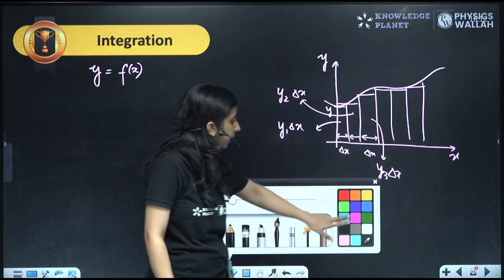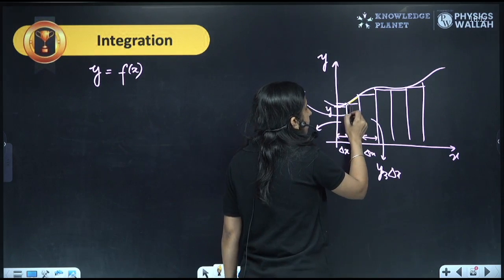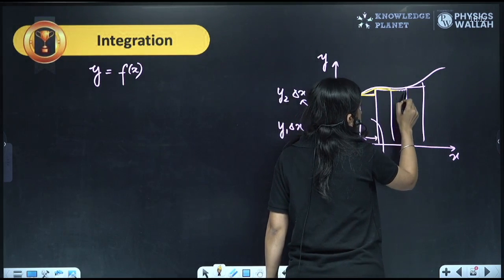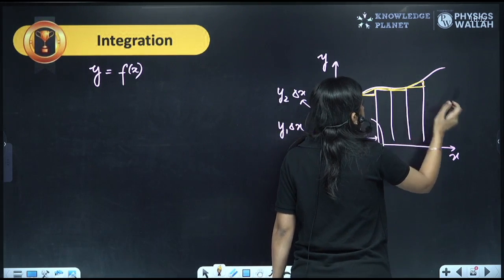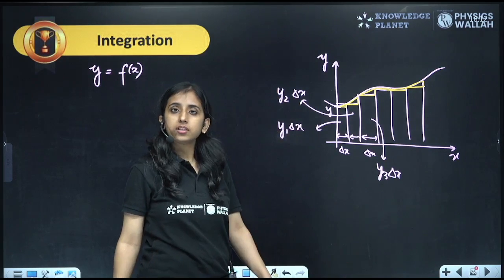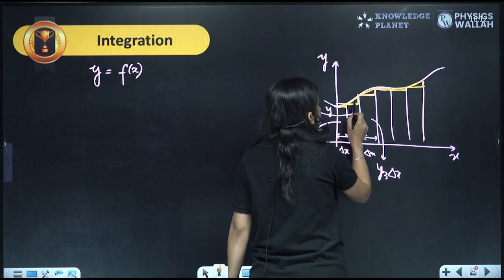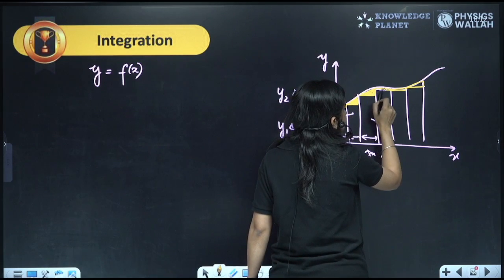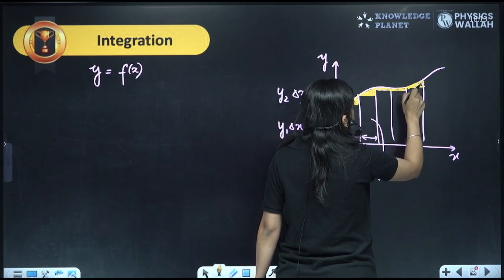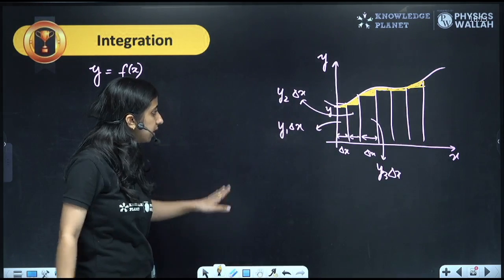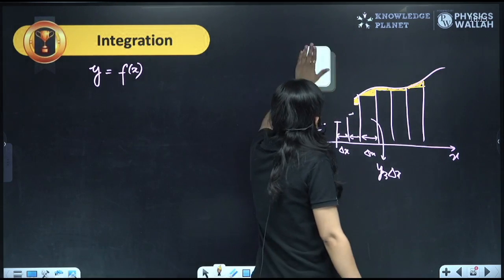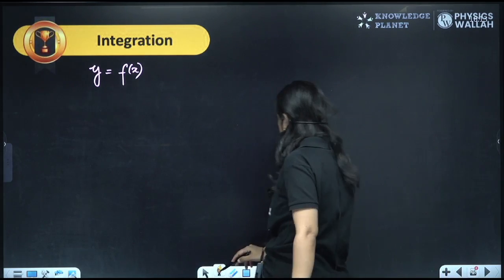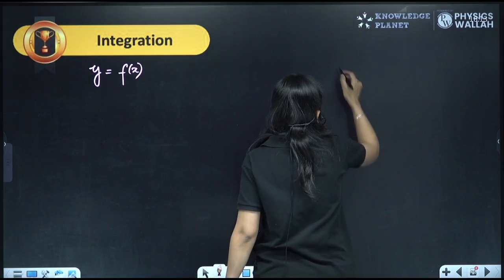But in this method, we are always leaving some area which we are not able to calculate. So by this method, this area is left out, and the answer which we will get will not be correct. So extending this method further, we can find the area of this curve using integration.